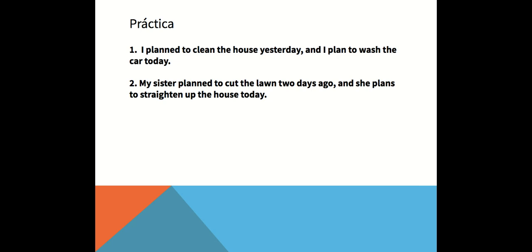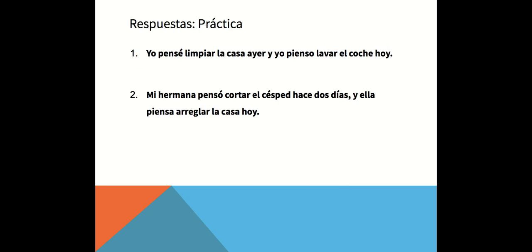Again, two practice sentences. Notice with each of these sentences, the first part of the sentence is in the preterite and the second part is in the present. So I planned to clean the house yesterday, and I plan to wash the car today. So yo pensé limpiar la casa ayer. Notice limpiar is not conjugated because we can't conjugate 2 verbs in a row in Spanish. Y yo pienso lavar el coche hoy. And número 2, mi hermana pensó cortar el césped hace 2 días. Y ella piensa arreglar la casa hoy. Okay, so again, we're talking about something that happened 2 days ago and something that's happening today. So you can have preterite and present in the same sentence.